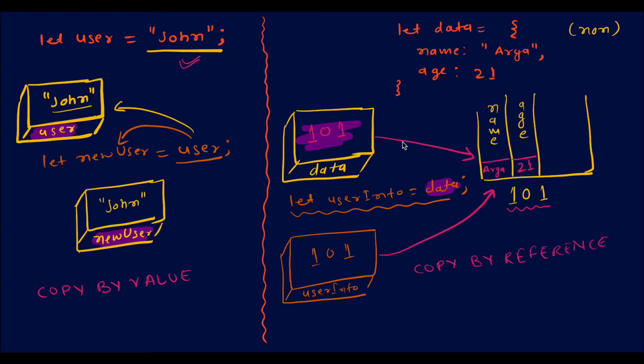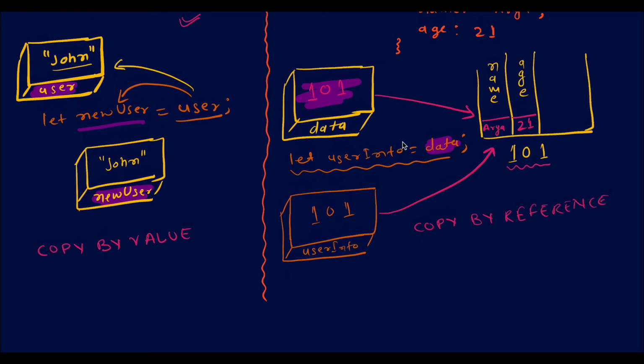Whenever we are copying the value in primitive data types, the value itself gets copied. So here John gets copied into another variable, and because of that, both contain the value John. But in non-primitive data types, whenever you copy, you don't copy the whole value, you copy a reference or an address to a specific location where that object exists.